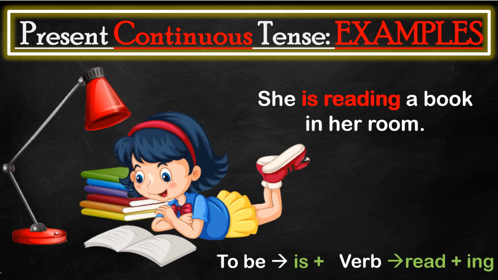Now imagine that you are Rahul and your mother asks you to go and have a look at what your sister is doing and let her know. So you tell your mother she is reading a book in her room. Here we add the helping verb is, along with that the root word of the verb read plus you add ing. So therefore it becomes is reading.